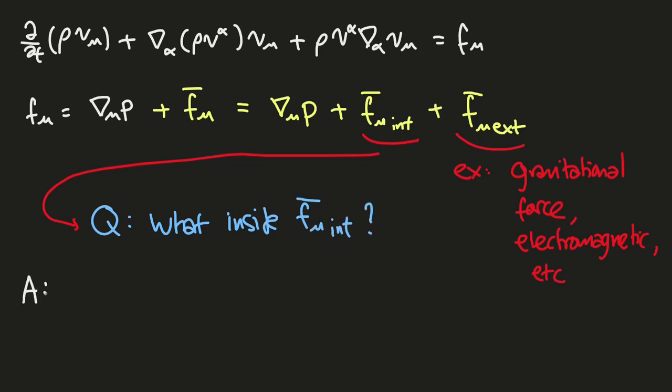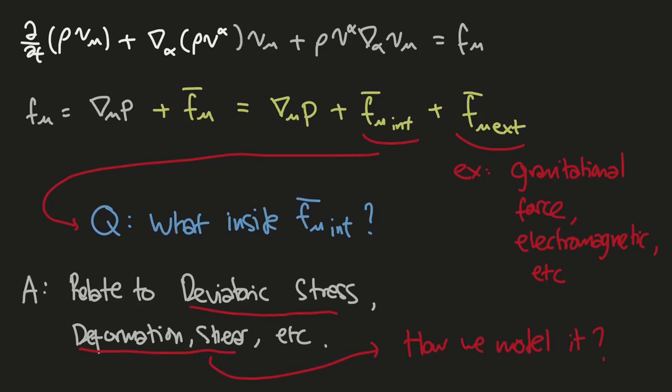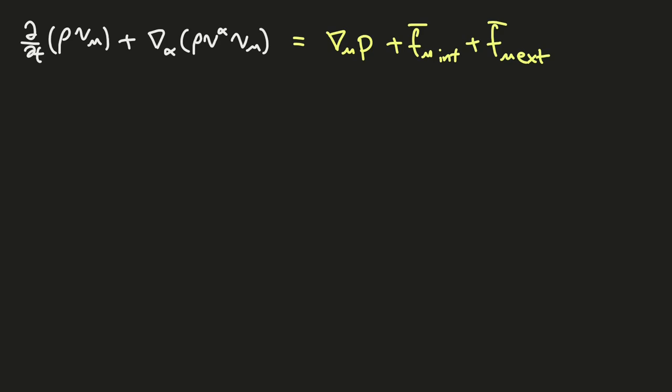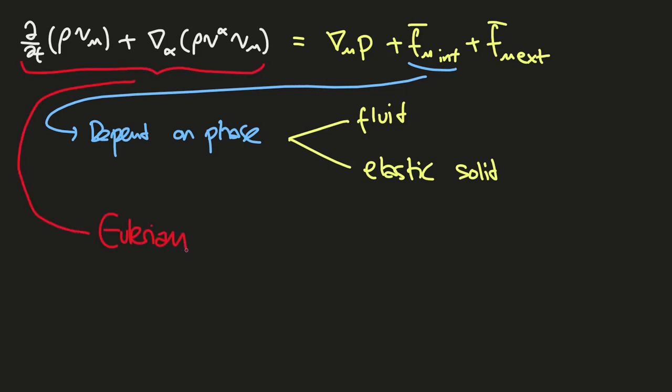The answer is, because F bar internal relates to the characteristics of our continuum body system, it relates to deviatoric stress, deformation, shear, and so on. But how do we model at least these three? Notice that F bar internal here depends on phase. Phase is about whether it is a fluid or an elastic body, and the left-hand side of this equation is interpreted as Eulerian, which is only simple for analyzing fluids.